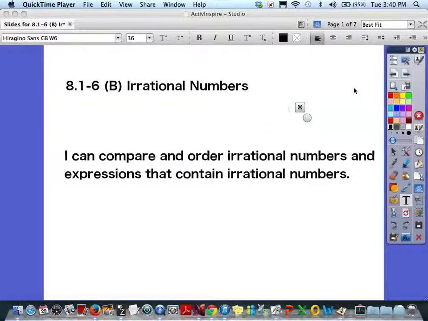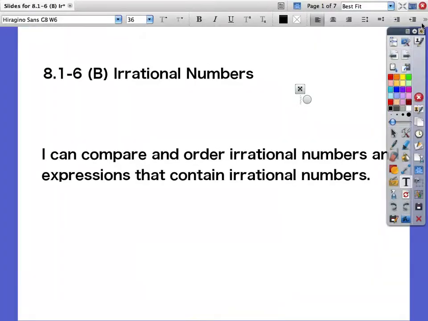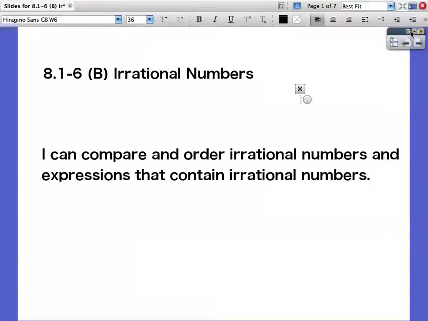Okay, here we go. More on irrational numbers, the things that drive people crazy because they're not rational. And our I can statement is I can compare and order irrational numbers and expressions that contain irrational numbers. So basically, in the last lesson, you learned how to approximate irrational numbers. So that's one way of making sense of them. And in this particular case, we're going to learn how to compare them and order them and use them in expressions. And that's going to help us make further sense of these irrational numbers.